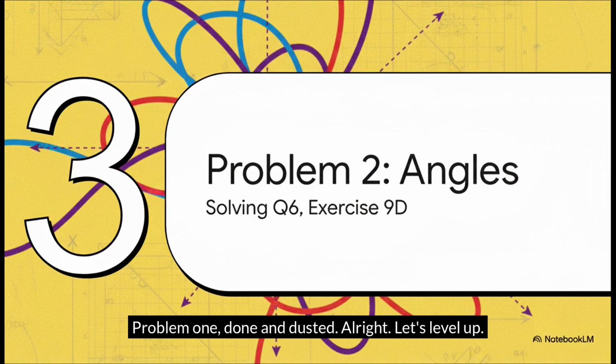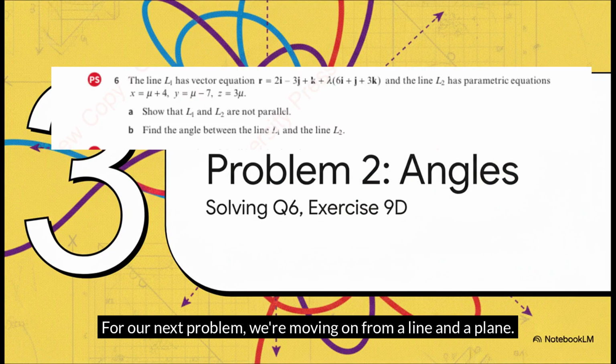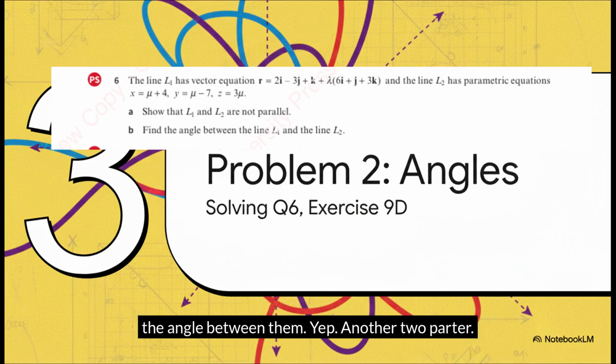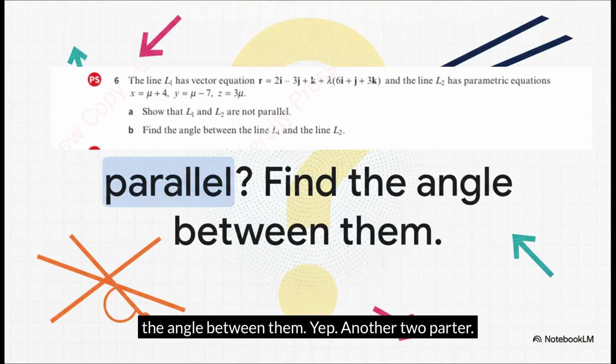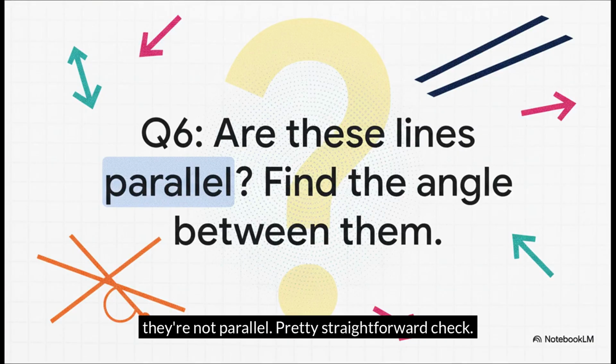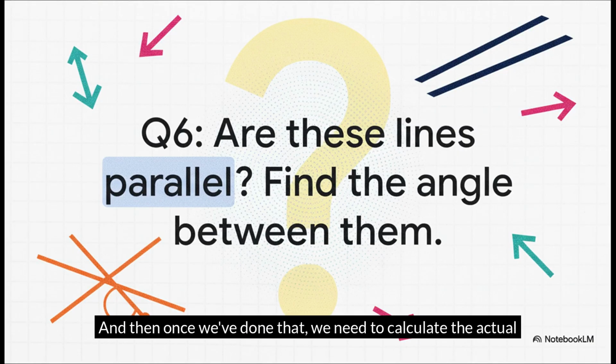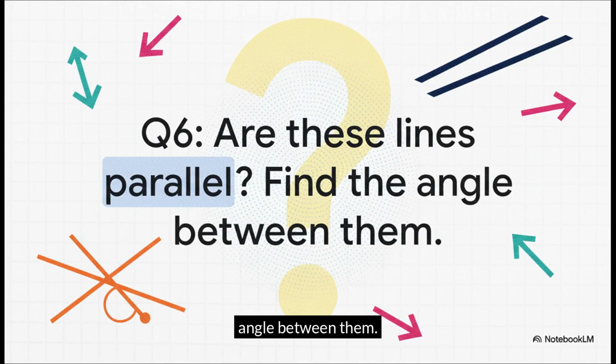All right, let's level up. For our next problem, we're moving on from a line and a plane. Now we've got 2 separate lines floating around in 3D space. Our job? Figure out how they relate to each other and, specifically, find the angle between them. Yep, another 2-parter. First, we've got to show they're not parallel. Pretty straightforward check. And then, once we've done that, we need to calculate the actual angle between them.